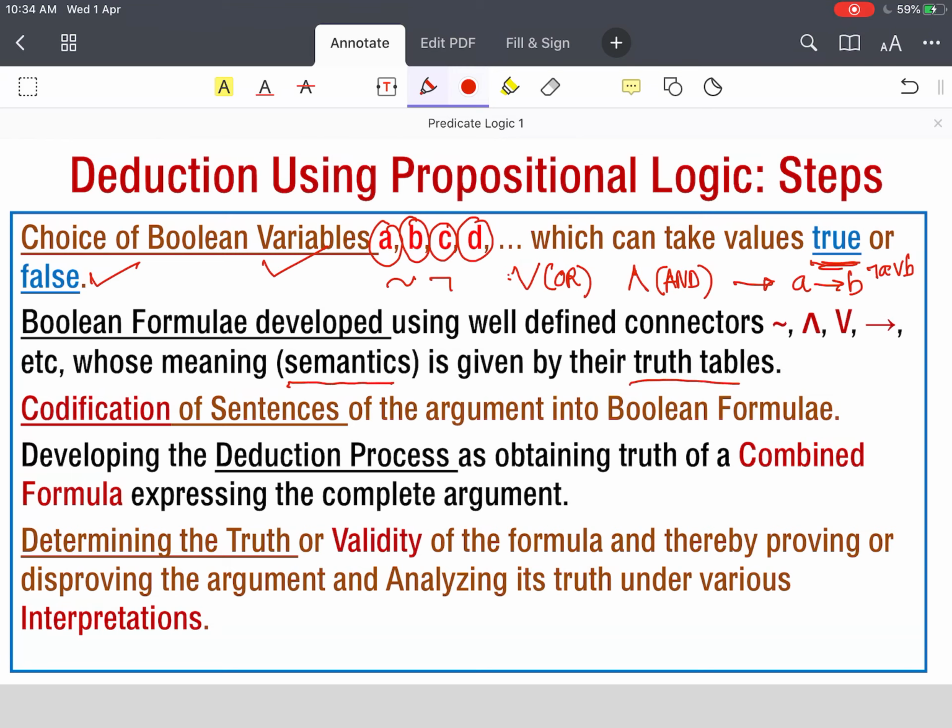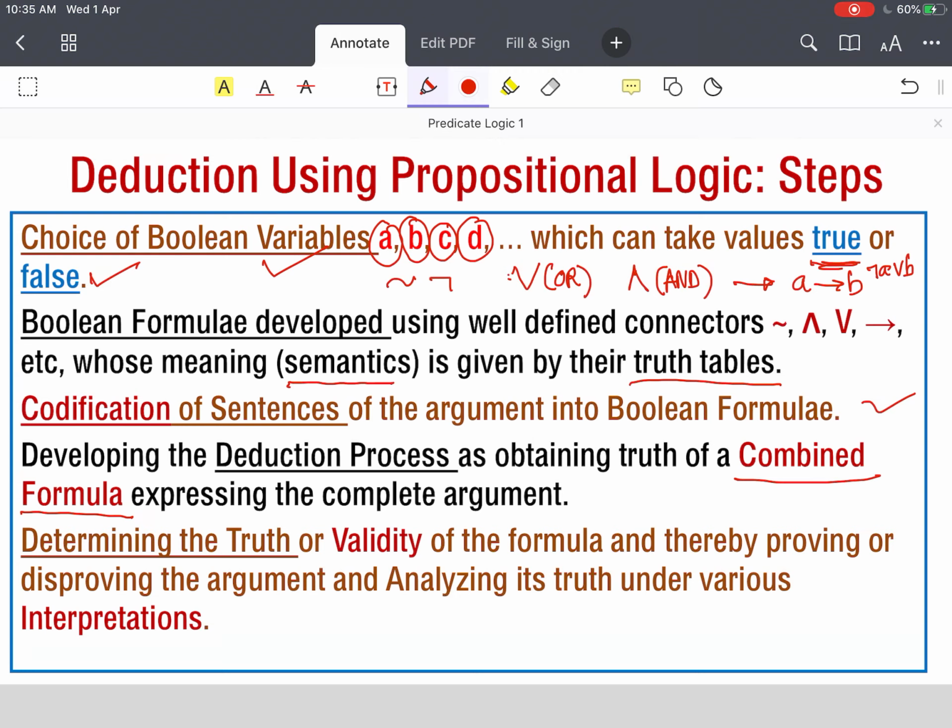The semantics, or the meaning of these, are defined by truth tables, and we are all aware of the truth tables. We know that AND, OR, and NOT, or maybe just OR and NOT, are sufficient to give the complete expression. The third step in our methodology was called codification of sentences, which means that given English language sentences, we would codify those sentences into standard Boolean formulae using the Boolean variables that we have chosen. After we had codified that whole process, the whole deduction process would be converted to a single formula, and this combined formula would then be used for our deduction process.